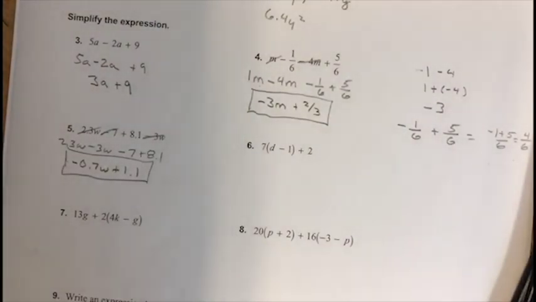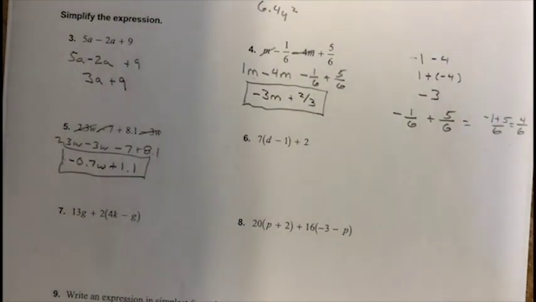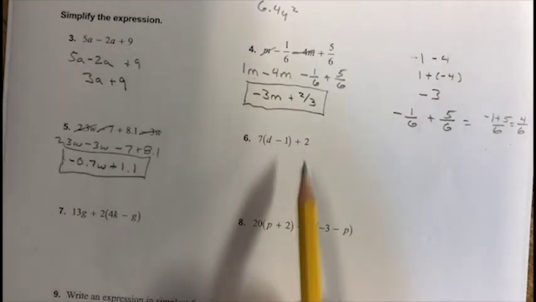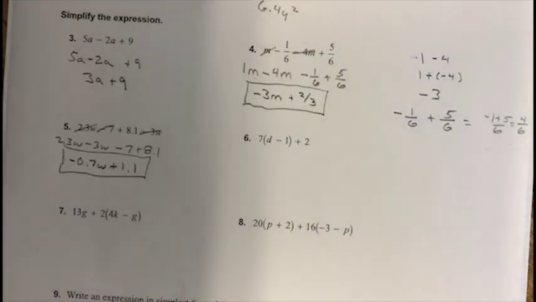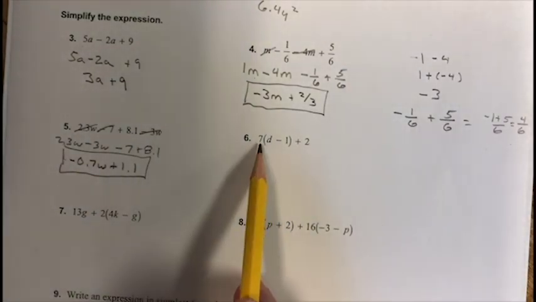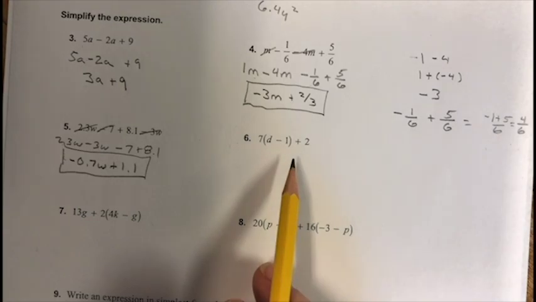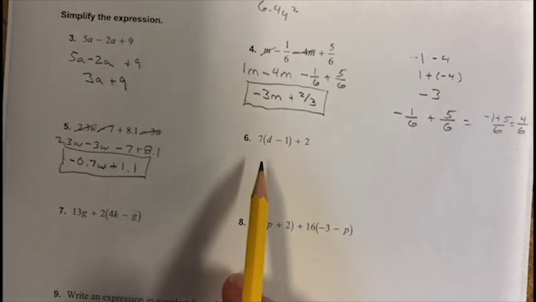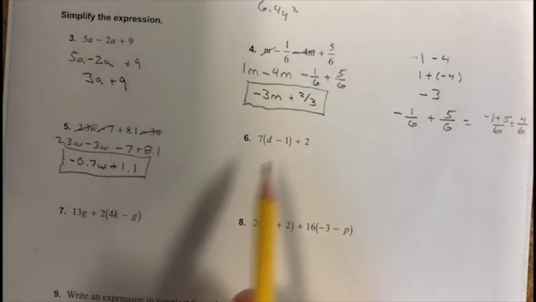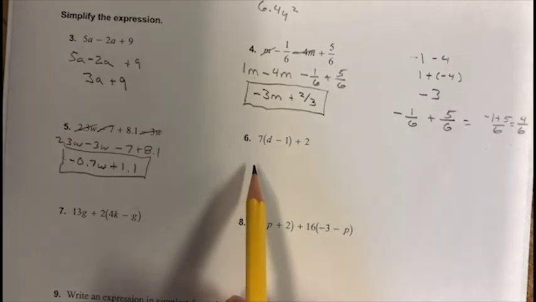Nothing too complicated about that. All right, so the next one. Job again, simplify the expression. Now, I have a 7 parentheses d minus 1 plus 2. So your job right off the bat, you should be like bells ringing in your brain, is like, what do I do here? Well, the first thing you want to do is get rid of that parentheses, all right? Before you can do anything else, get rid of the parentheses. How do we do that?